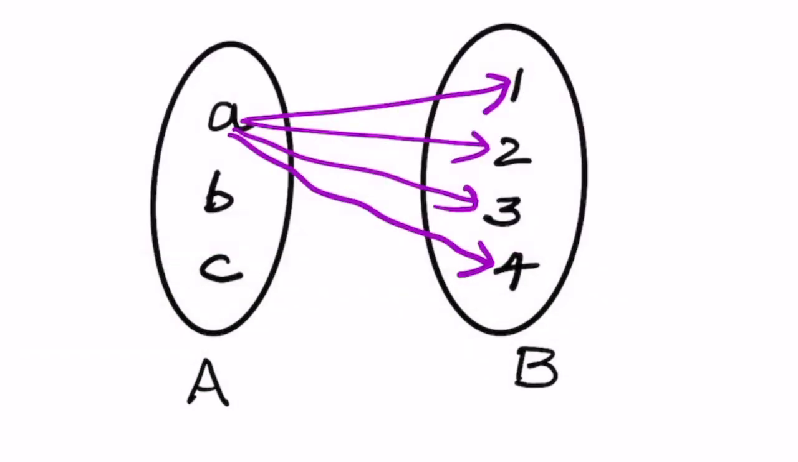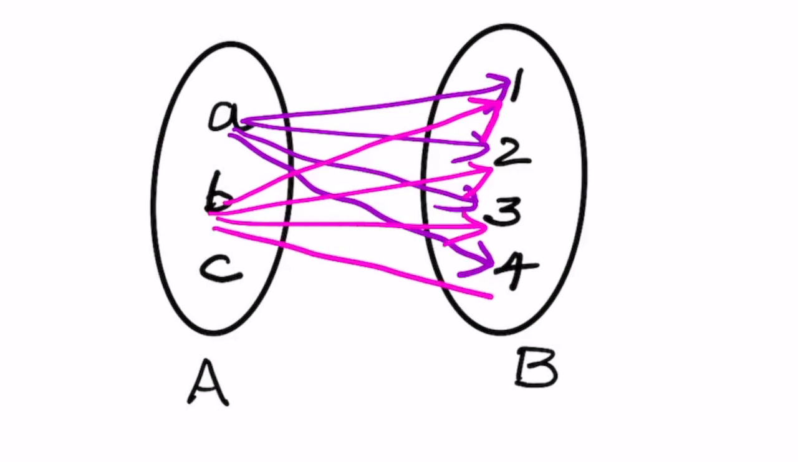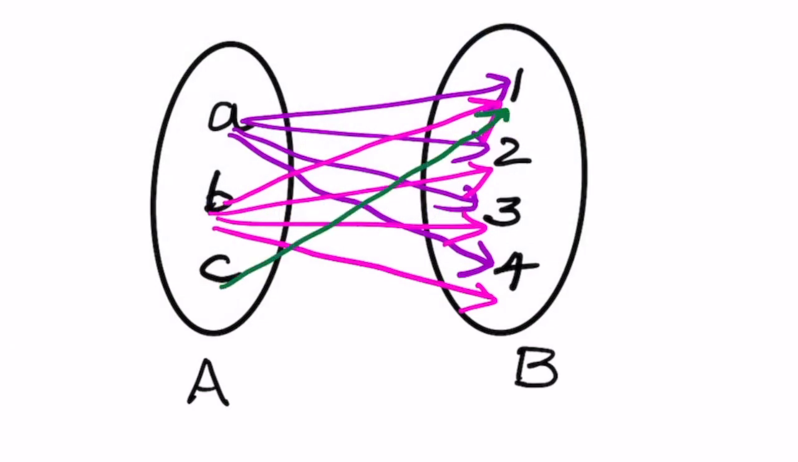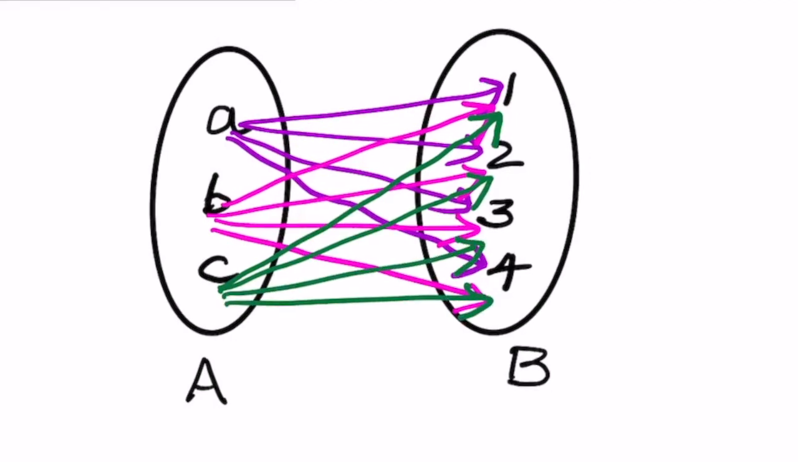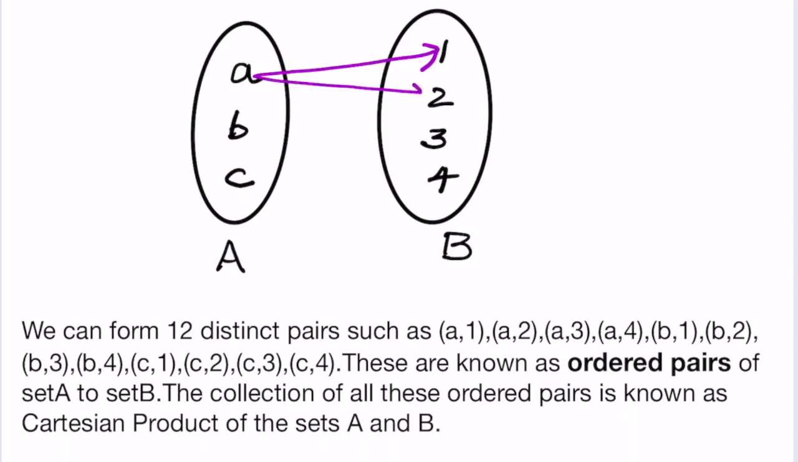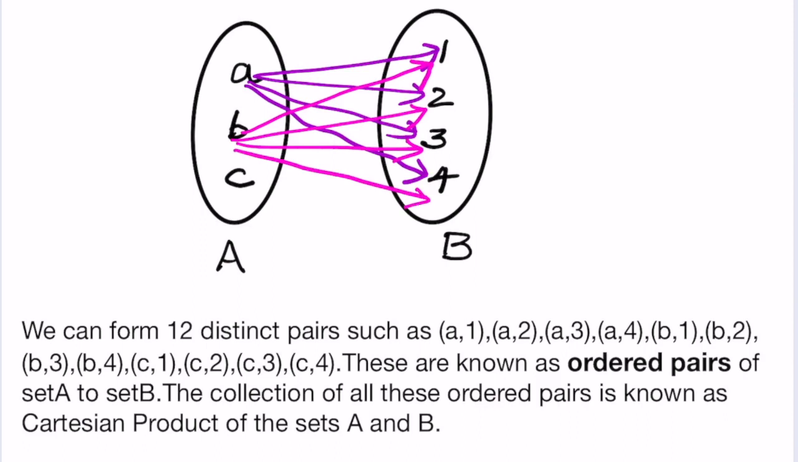Similarly, let us take the element b belonging to the set A and associate it with 1, 2, 3 and 4 of the set B. Similarly, let us take the element c and associate it with 1, 2, 3 and 4 of the set B. Now we have formed 12 distinct pairs such as (a,1), (a,2), (a,3), (a,4), (b,1), (b,2), (b,3), (b,4), (c,1), (c,2), (c,3) and (c,4).